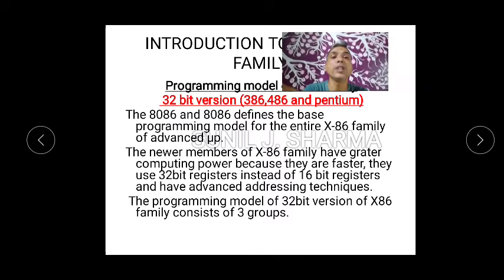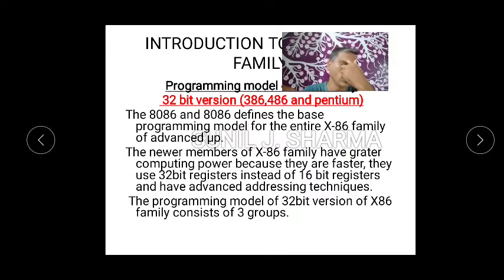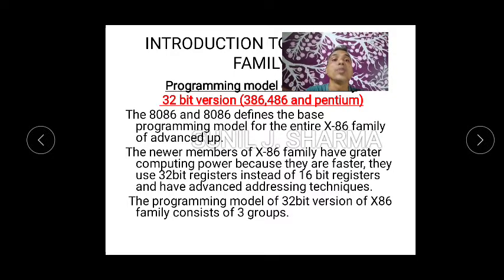Whatever the diagram we have seen, they have just given the explanation of that. The 8086 defines the base of the programming model of entire x86. So the model of x86, remember one more thing, the 32-bit version is also of 386, 486 and Pentium. So it is applicable for all the microprocessors. The new members of x86 families have greater computing powers because they are faster. They use 32-bit registers instead of 16-bit registers and have advanced addressing techniques.